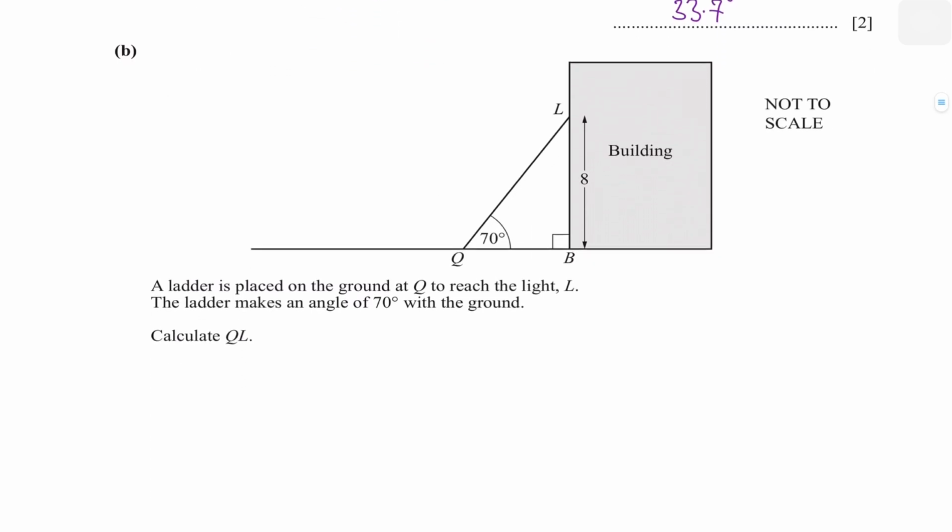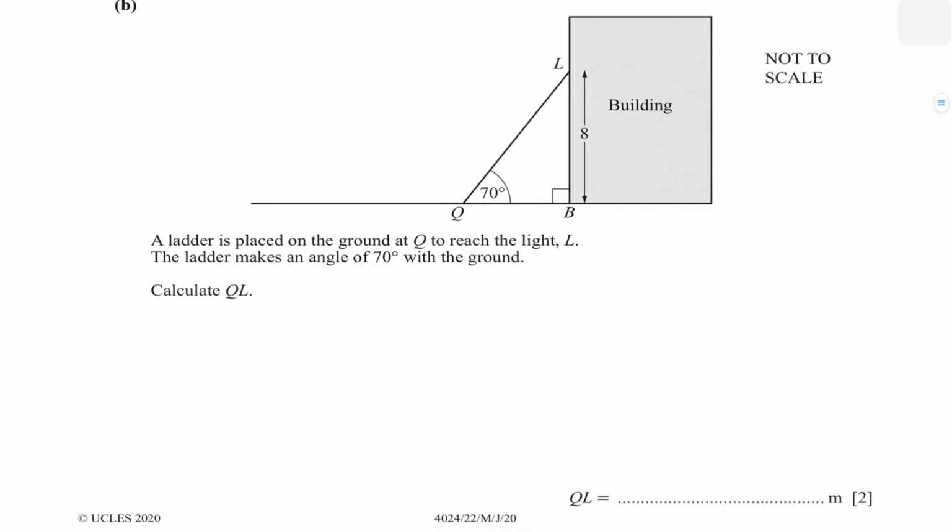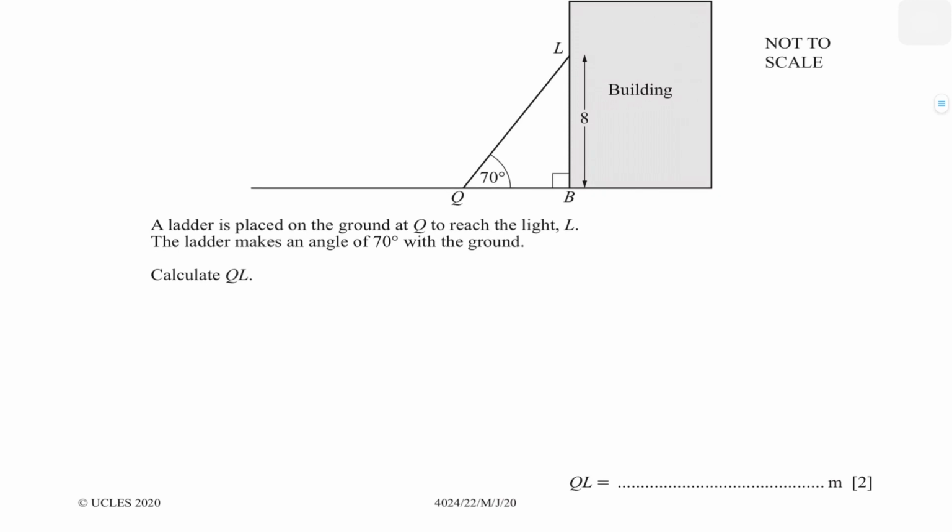Okay, now here we have to calculate QL. Again we have a 90-degree triangle, and this is basically a ladder that's placed. It's making an angle of 70 degrees with the ground. If I want to calculate QL, we can see it is the hypotenuse length. The length that's provided to us is the opposite length, so that means we'll have to use sine. So sine 70 is equal to 8 upon QL. Let's work out QL. That's going to be equal to 8 upon sine 70. So 8 divided by sine 70.